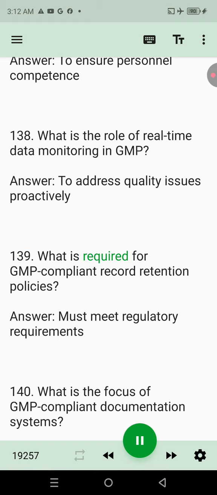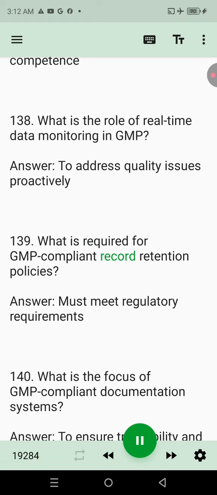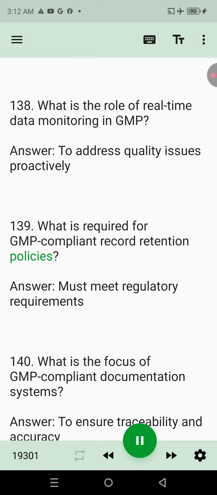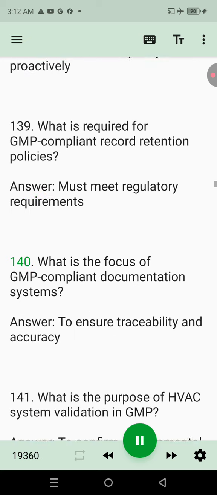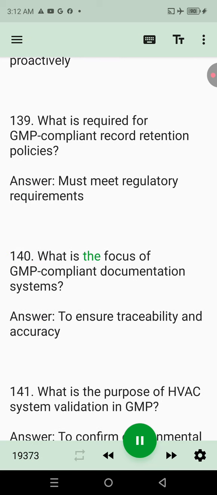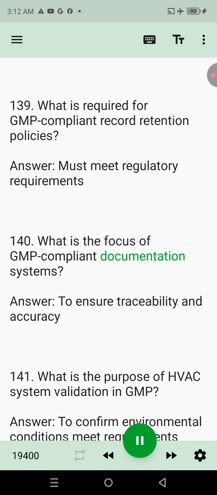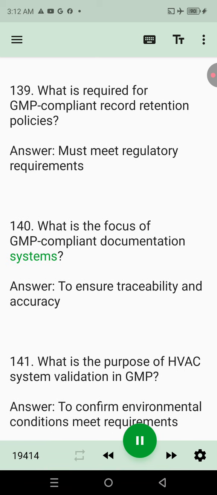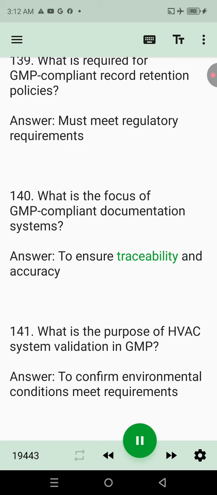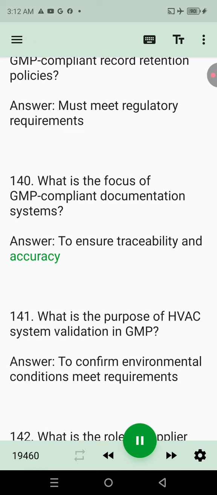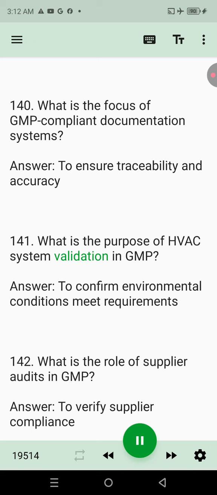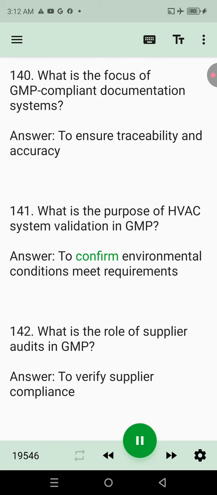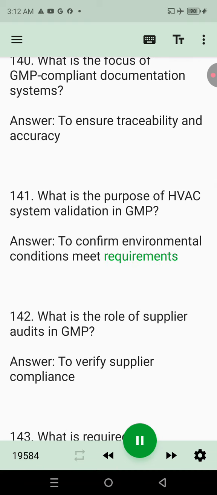139. What is required for GMP-compliant record retention policies? Answer: must meet regulatory requirements. 140. What is the focus of GMP-compliant documentation systems? Answer: to ensure traceability and accuracy. 141. What is the purpose of HVAC system validation in GMP? Answer: to confirm environmental conditions meet requirements.